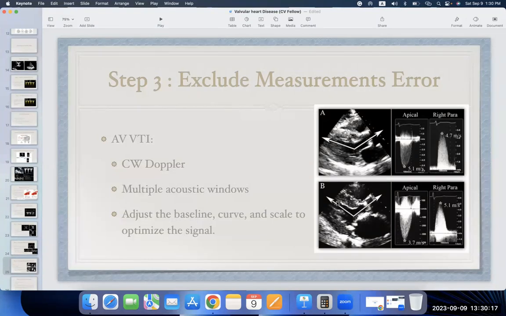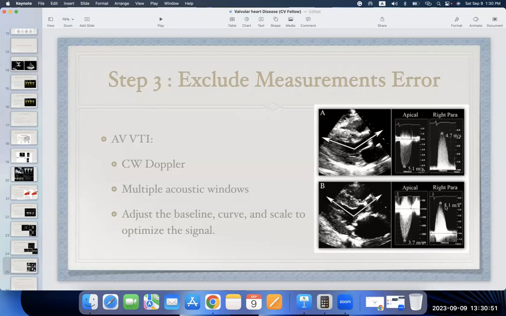If this is less than 115, then you should know that you're going to underestimate the aortic VTI if you measure it only from the apex. So you will need to do right parasternal view imaging and also suprasternal. So try to search for the highest VTI. For example, this patient has an acute angle here, and from the apical view the velocity was 3.7. But from the right parasternal, it reached all the way up to 5.1.